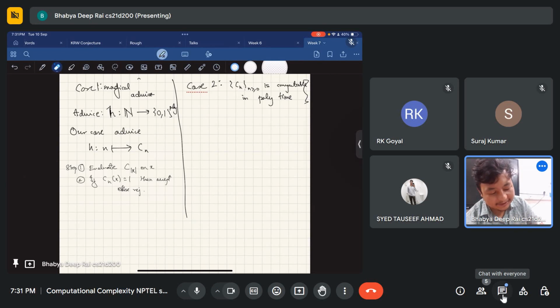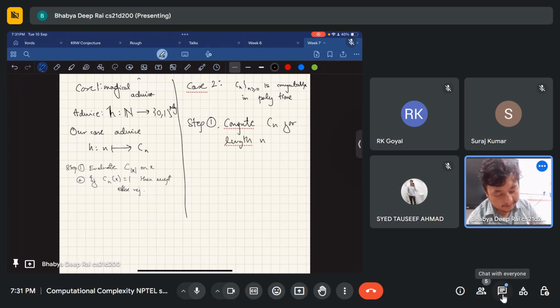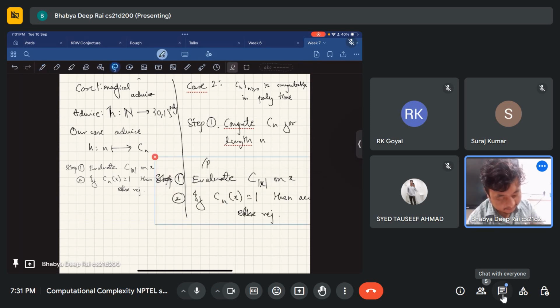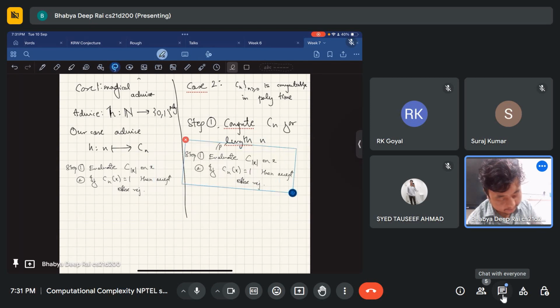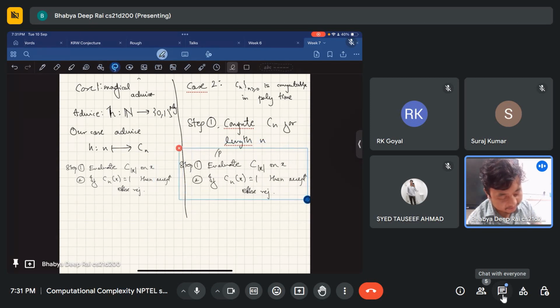And if it is computable in polynomial time, if it is true that it is computable in polynomial time, then what will we do? Step 1 will change now. Compute Cn for length n, and these two steps will follow.